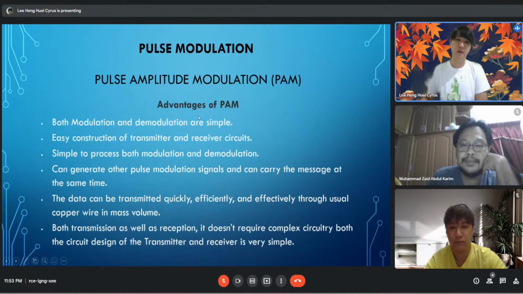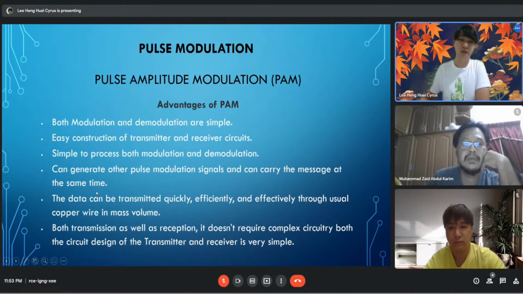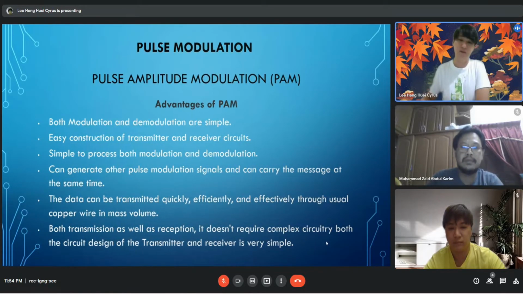Okay, advantages of PAM. Modulation and demodulation are simple, and it is easy to construct the transmit and receive circuits. The pulse modulation signal can carry the message at the same time, and data will be transmitted quickly, efficiently, and effectively through usual copper wire in mass volume. It is not costly, since both transmission and reception do not require complex circuitry. Both the transmitter and receiver circuit design are very simple.